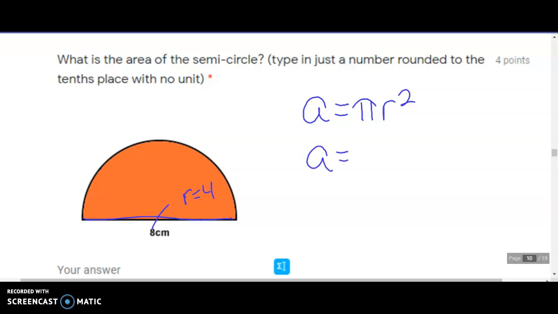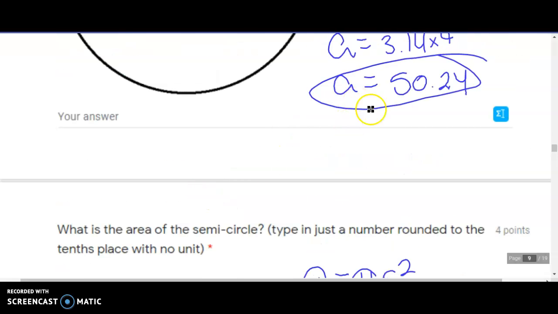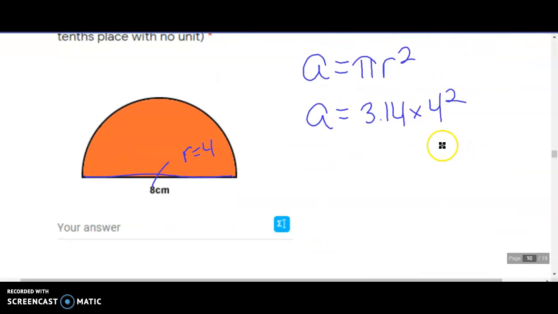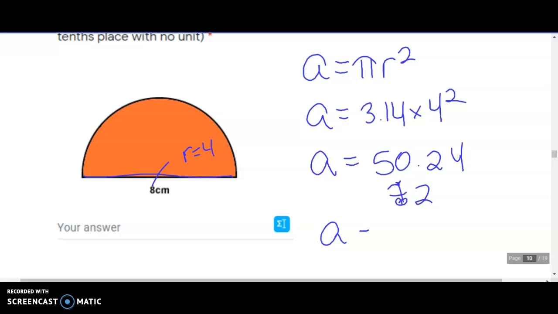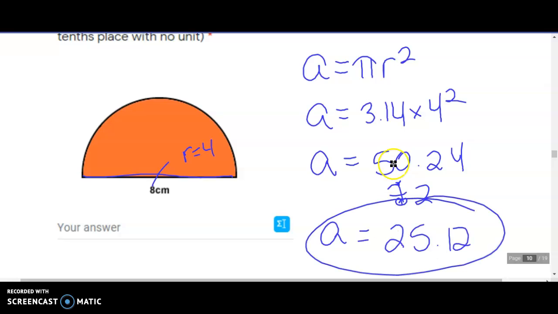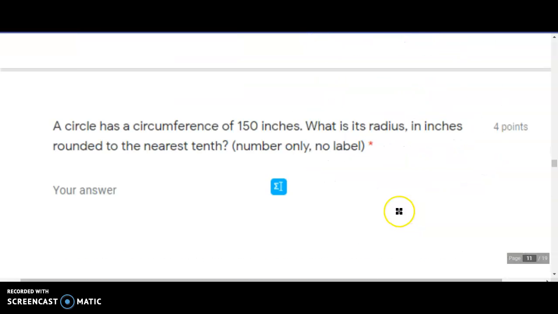So we have area equals 3.14 times 4 squared. That should look familiar, because that is what this one was right here. So the area of the whole thing is 50.24, but this is only half of a circle, so then you're going to divide by 2, not plus, divide by 2, and you get area equals 25.12, and there's your area of that semicircle.